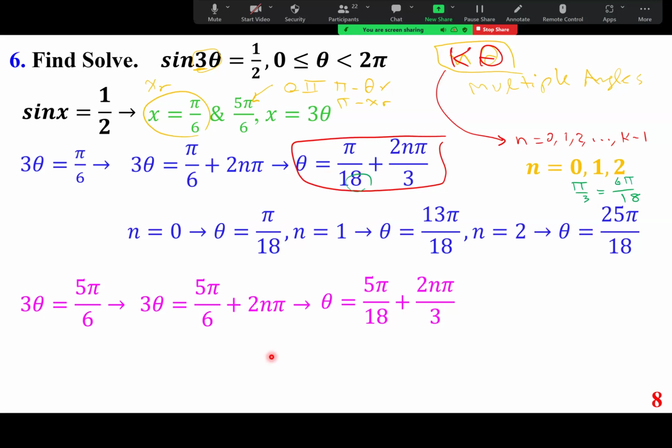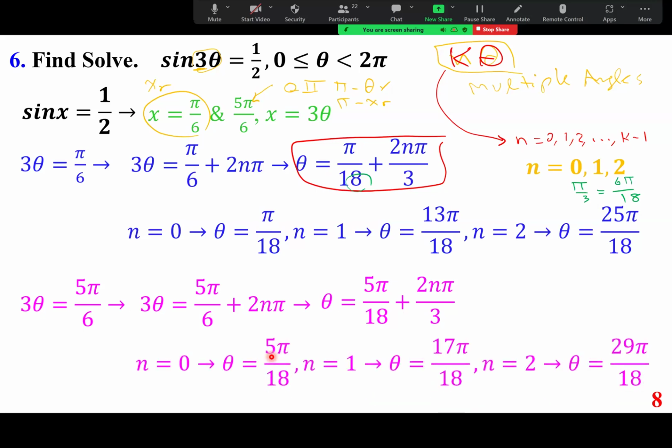Let's do the same thing here. And I give you the answer. For n equals 0, you get 5 pi over 18. For n equals 1, 17 pi over 18. For n equals 2, 29 pi over 18.